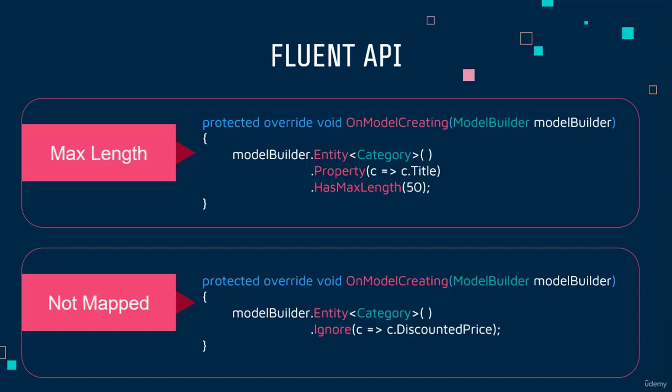Next item that we want to see in Fluent API is setting the max length and not mapped. Max length is easy. On property, we have has max length and we define the length right there. When it comes to not mapped, on the entity, we have .ignore and then we have to write the property that we want to ignore.